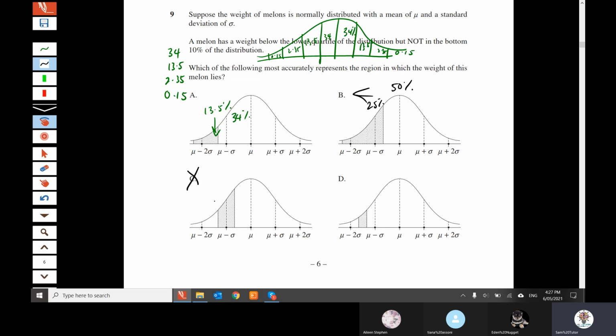So definitely not C. Oh, and it's not B. All right? It's between A and D. Do we get that? It's below this part here, and so it can't be B or C. And then of course it says, but not in the bottom 10%. That looks like it's going to the bottom 10% now. So obviously it's not A. The answer is D.